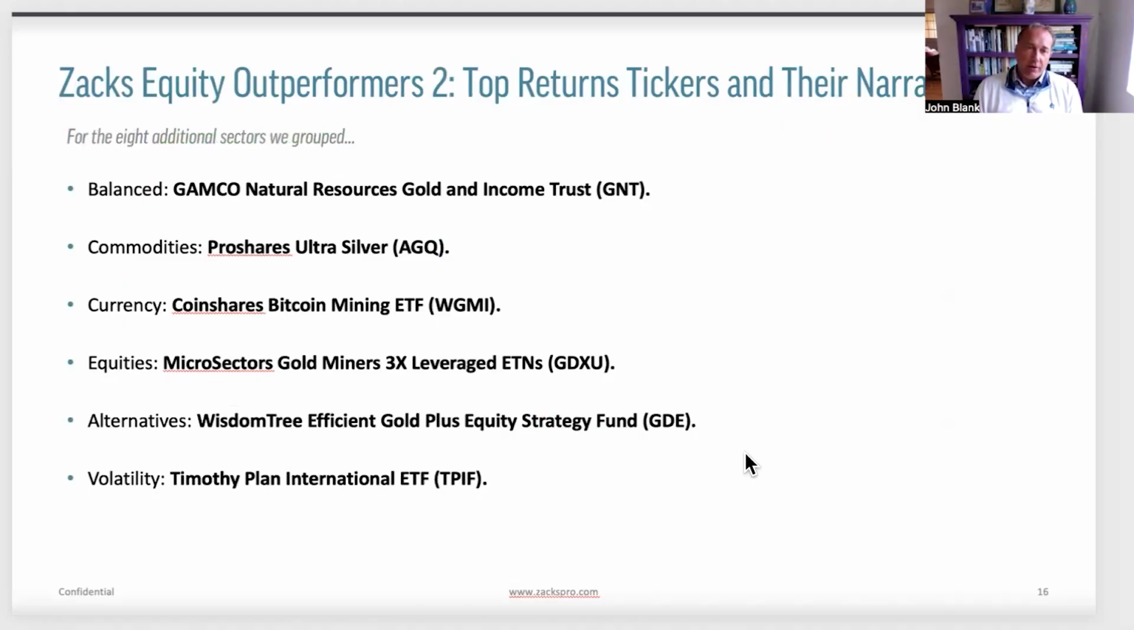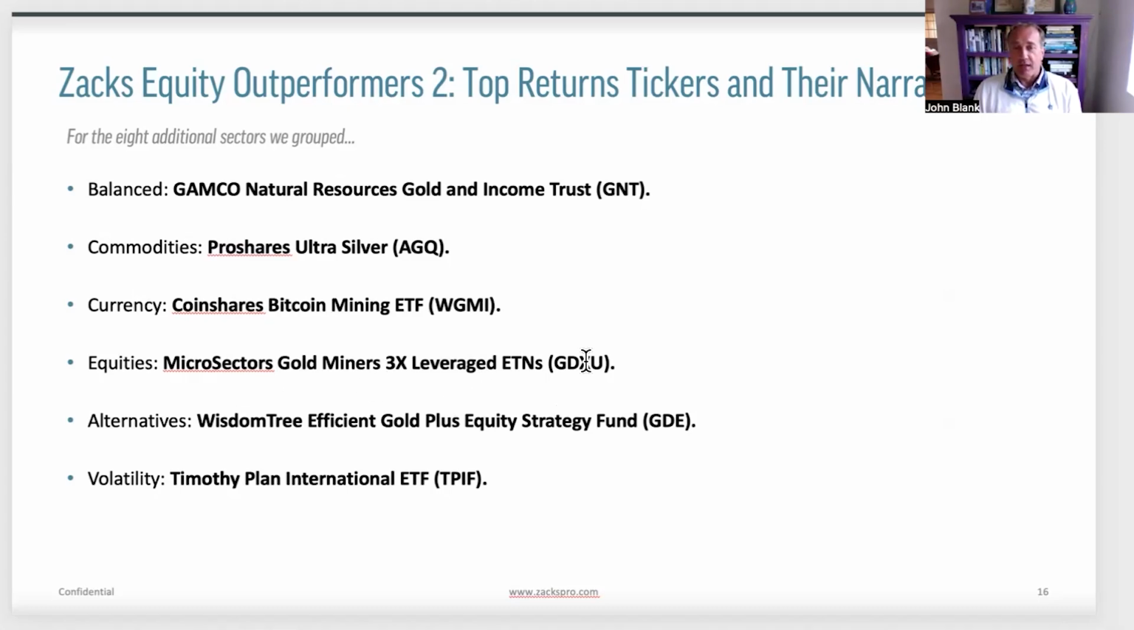Outperformance in these areas. In the balance space, Gabelli Natural Resources, Gold and Income Trust. In commodities, ProShares Ultra Silver. So speculative, not only silver, but ultra silver. But silver and gold, clearly the big story last year. CoinShares Bitcoin Miners ETF. We talked about them in the specific event. So again, we're getting confirmation from ETFs to shares. The Bitcoin miners were hot last year.